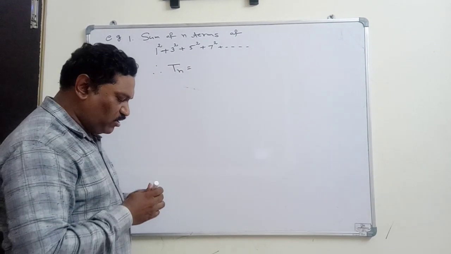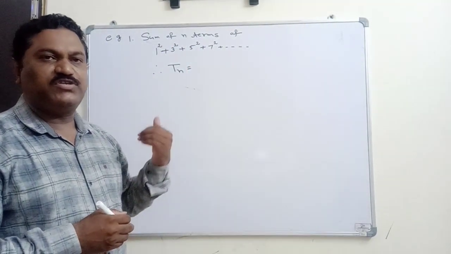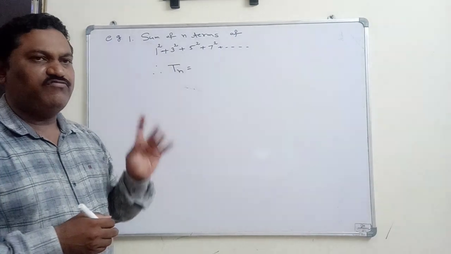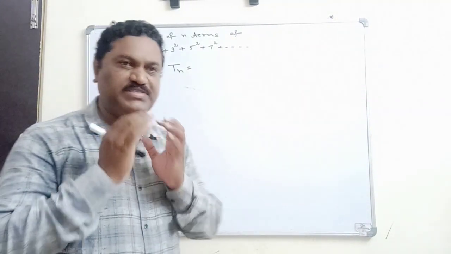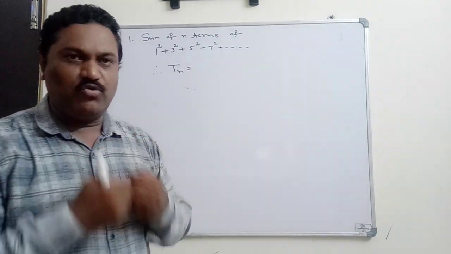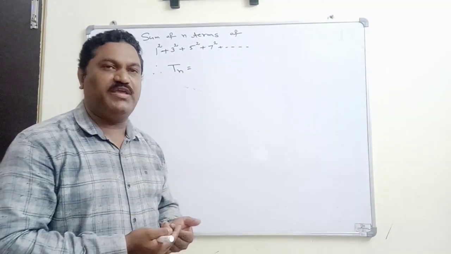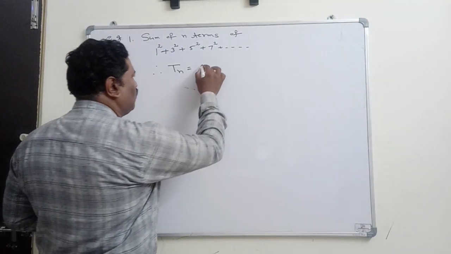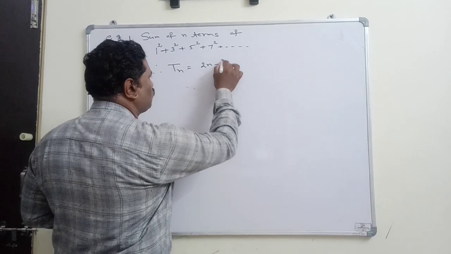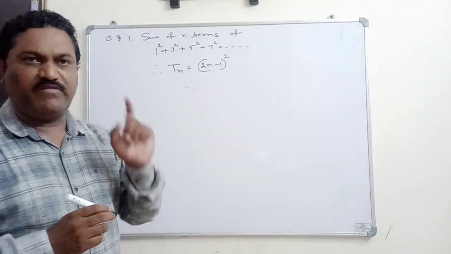To write the nth term, you can observe that every term is a whole square, and the bases 1, 3, 5, 7, etc. all represent odd numbers. We know that in an odd number series, if you start with 1, then its nth odd number is 2n minus 1. Therefore, its nth term becomes 2n minus 1 whole square. So that is the nth term of the given sequence.